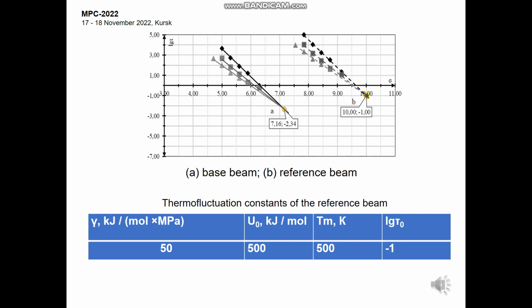Thermal fluctuation constants for the reference beam were obtained on the basis of experimentally determined constants of PVC plates at transverse bending: lg τ0 equals -2.34, γ equals 43.85 kg/mol MPa, T at 437.95 K, U equals 313.85 kg/mol. The beam with the coordinates of the pole point 10 and 11 was taken as the reference beam, i.e. lg τ equals -1, σ equals 10 MPa, and the maximum temperature possible T equals 500 K.